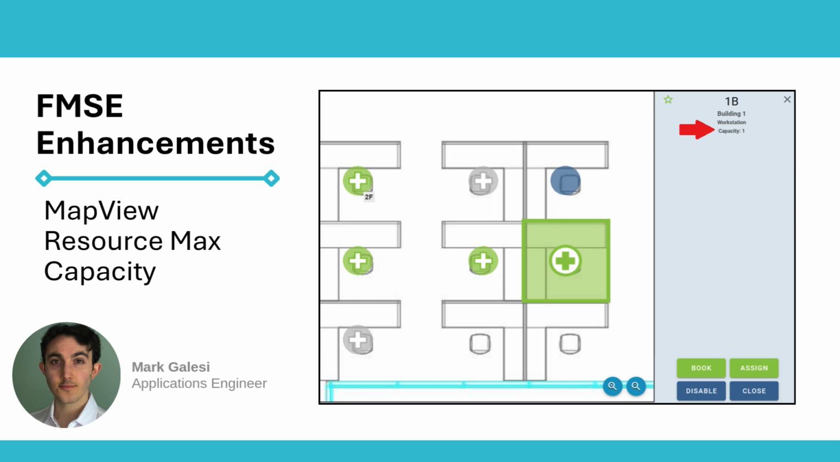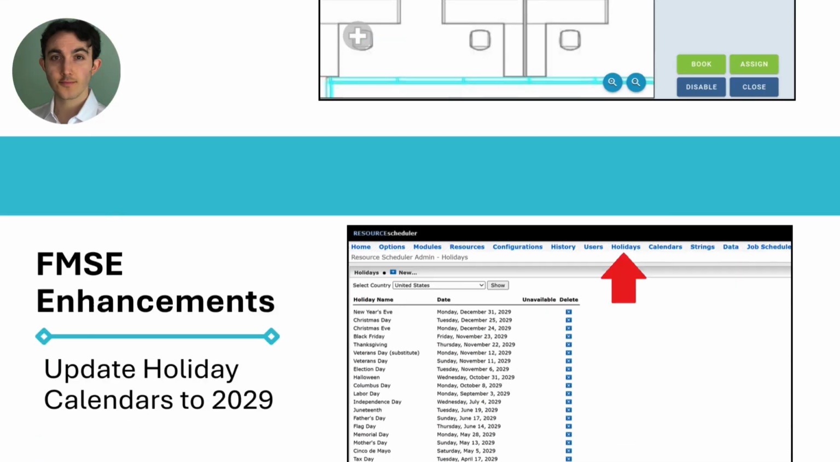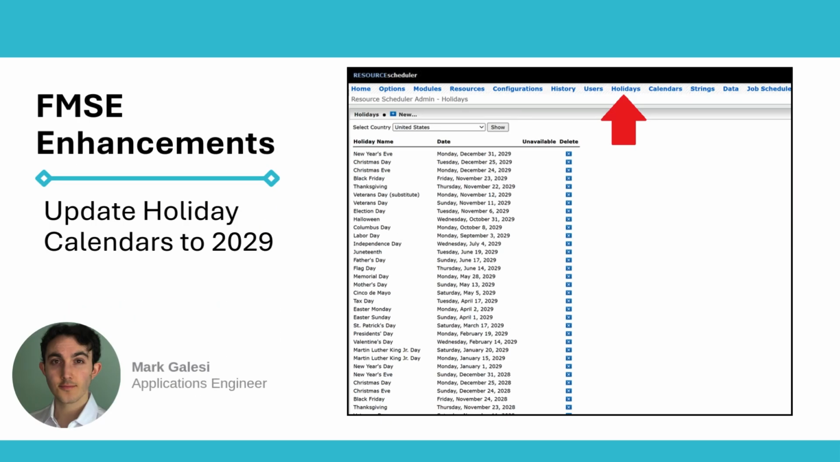Next is a small update to MapView. Now in MapView, the capacity of a resource will display in the Information tab when it's selected on the map, as long as the capacity is not blank or 0. Also in this update, the holiday calendar has been updated to include all the holidays until 2029.